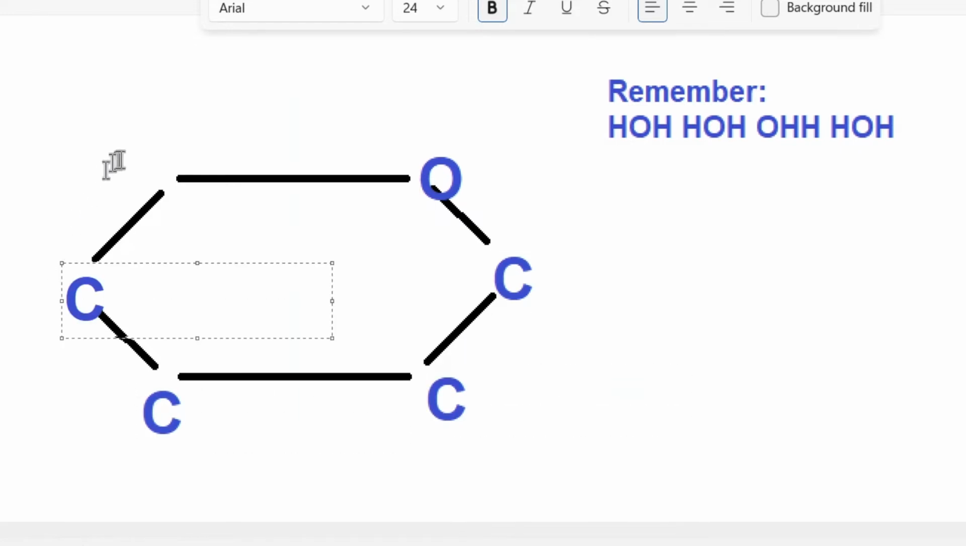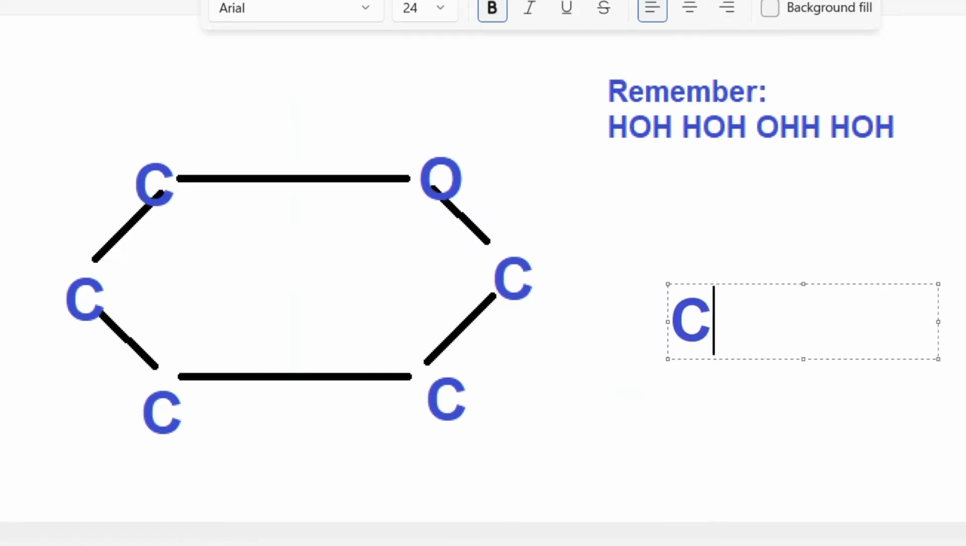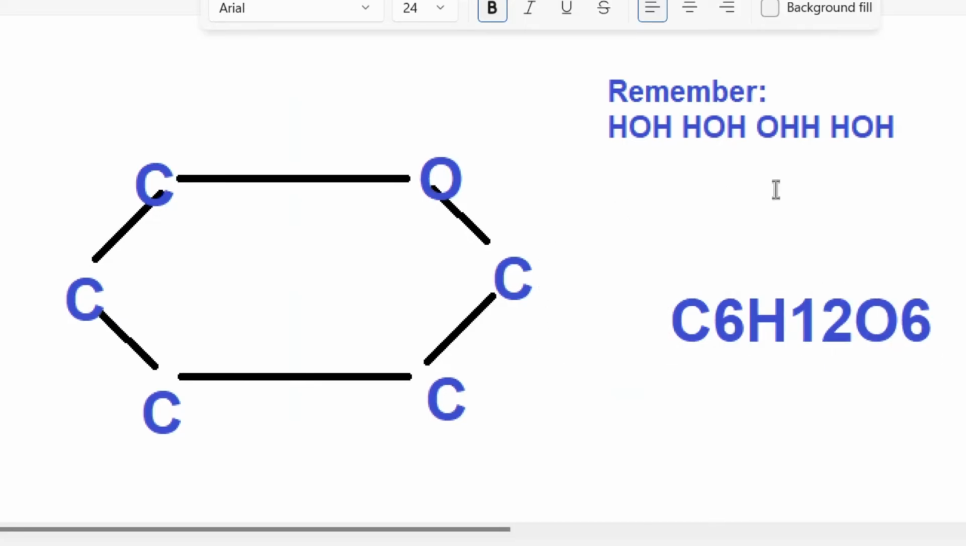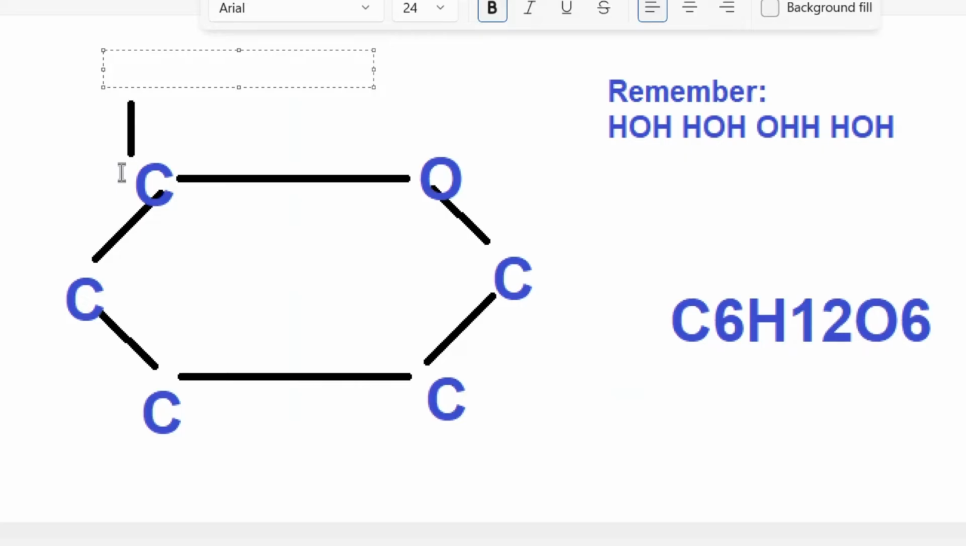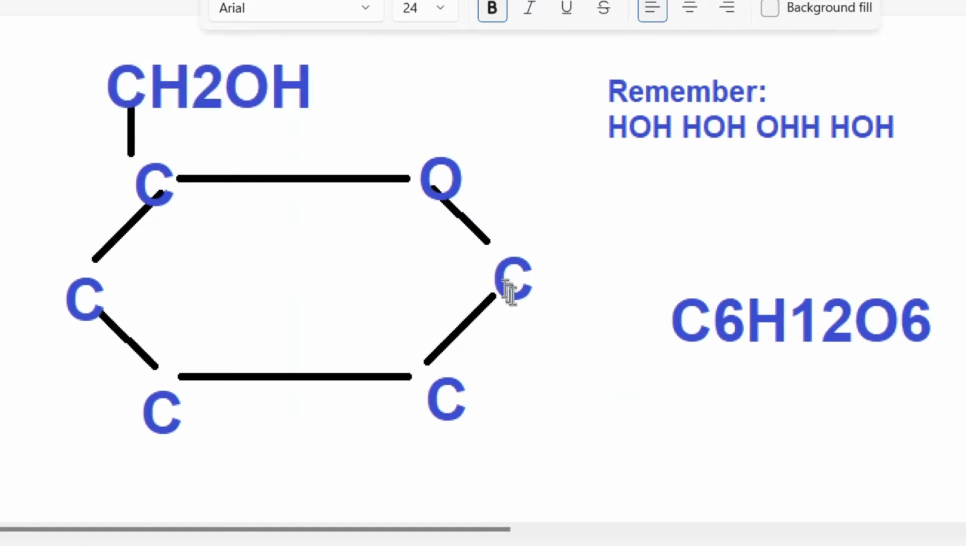Now there are 6 carbons in glucose, because glucose is written as C6H12O6 with those numbers in subscript, of course. So there's 6 carbons, 12 hydrogens, and 6 oxygens. That means the 6 carbon is on the outside here. The 6 carbon is written as CH2OH. Now you can number them 1, 2, 3, 4, 5, 6 if you want.